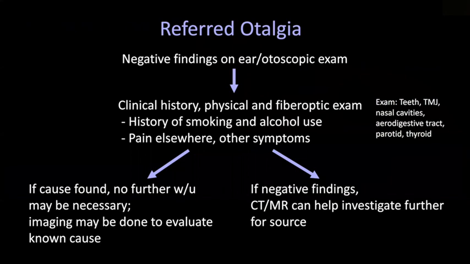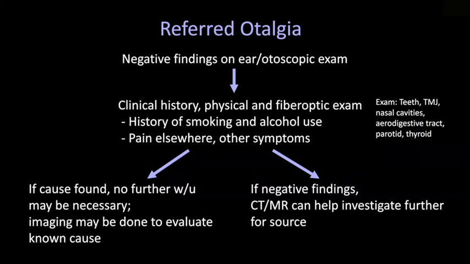So if a patient with otalgia has a negative ear and otoscopic exam, then the clinician should be thinking about referred otalgia, and they should get a thorough history to determine the potential cause of the otalgia. Again, a heavy smoking and alcohol history or risk factors for HPV should increase the suspicion for a head and neck cancer, and pain elsewhere or other symptoms can, of course, help localize a source.